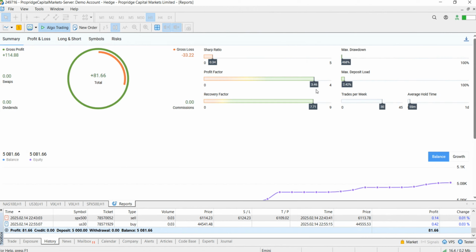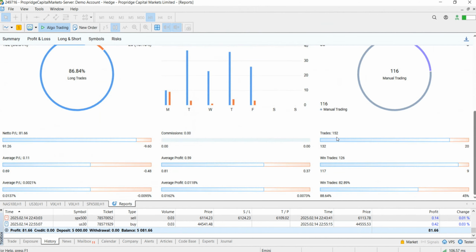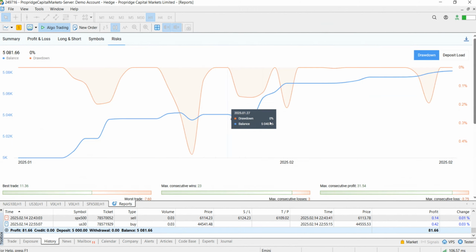So with these 2 positions that I took at the end of the market, our total profit is now $81.66 with a profit factor of 3.46, and the stats show that from 152 trades we had 126 winners with a win rate of 82.89%. This shows the equity curve that is growing consistently with the percentage of drawdown kept below 0.5%, which is 10 times less than the daily loss drawdown allowed by the prop firm to pass the second stage of the challenge.